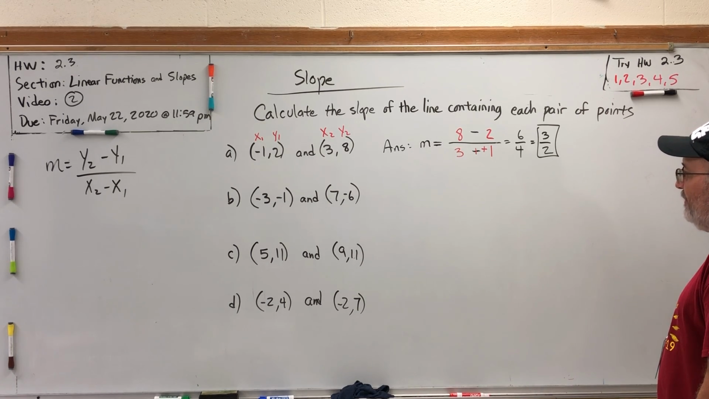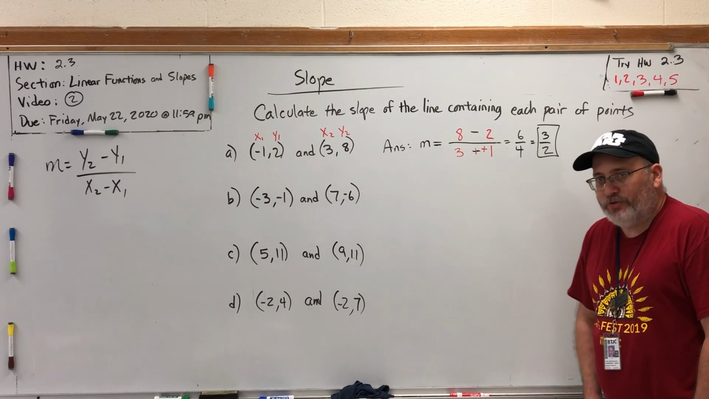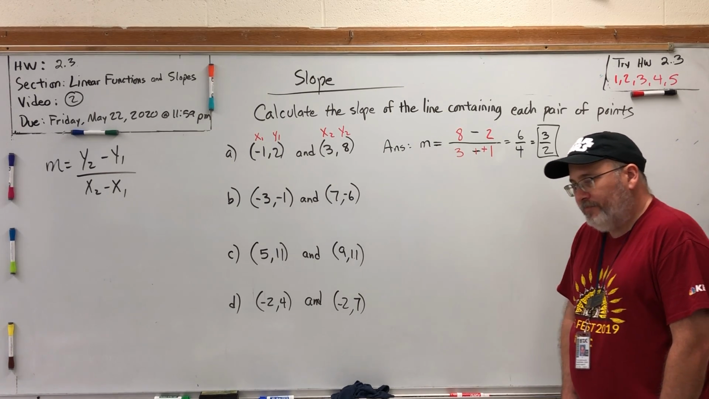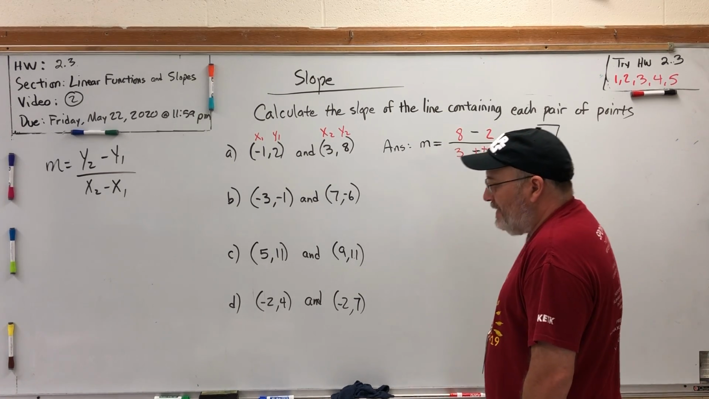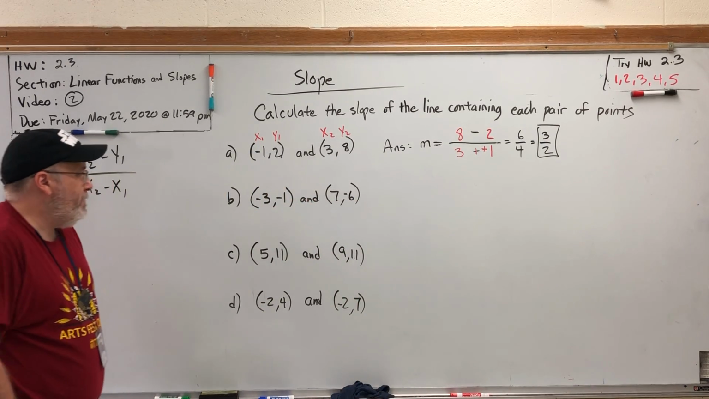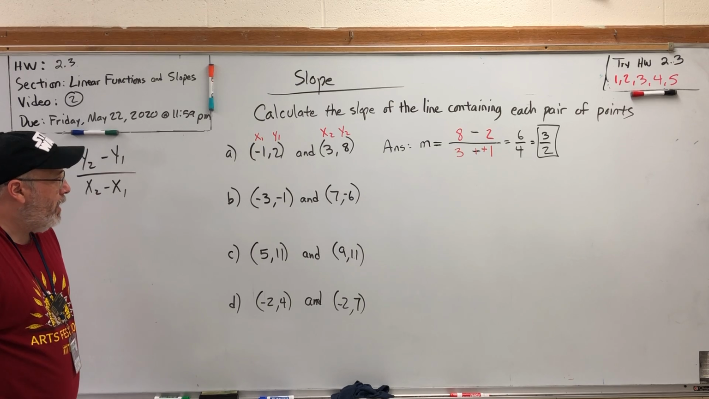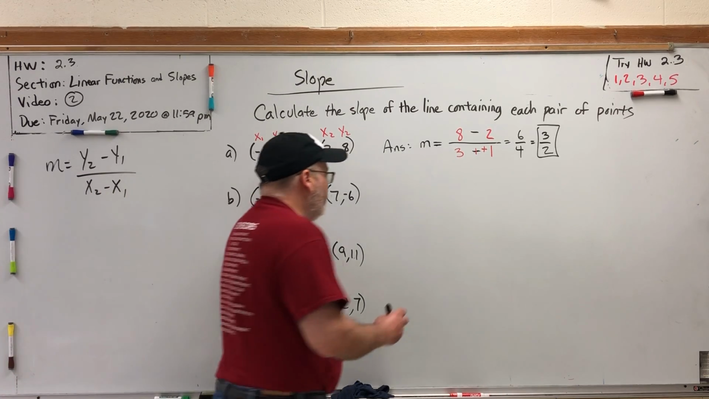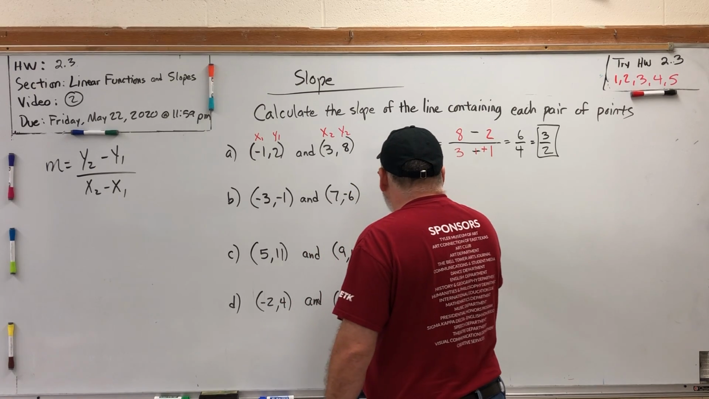I invite you to pause the video and try to calculate the remaining slopes. Most of them behave. Notice I said most of them. There is one of them that misbehaves a little bit. All right, let's take a look at part B, where we're finding the slope of the line containing these 2 points. It's really just the same song and dance, you just have to be careful.